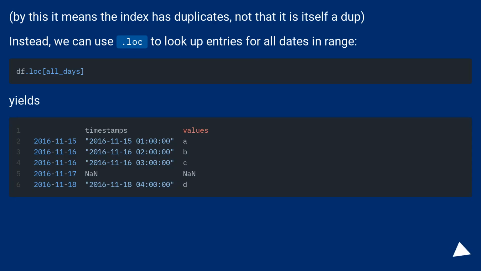By this it means the index has duplicates, not that it is itself a dup. Instead, we can use .loc to look up entries for all dates in range. Yields. Fillna can be used on the column series to fill blanks if needed.